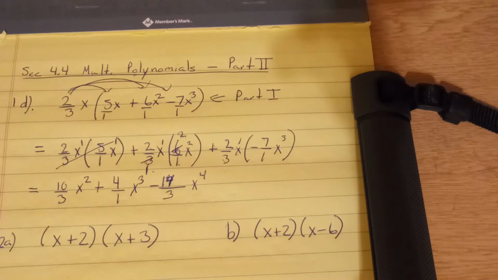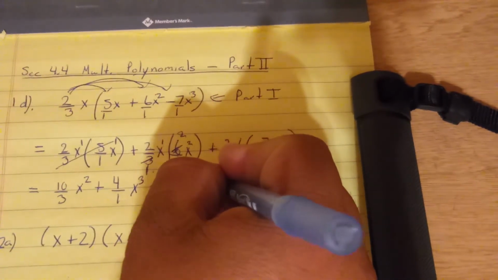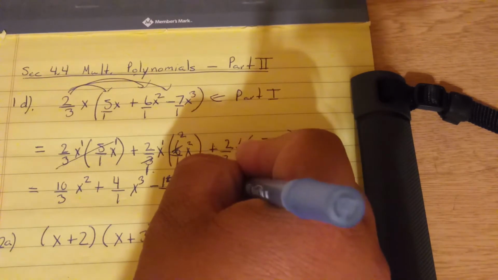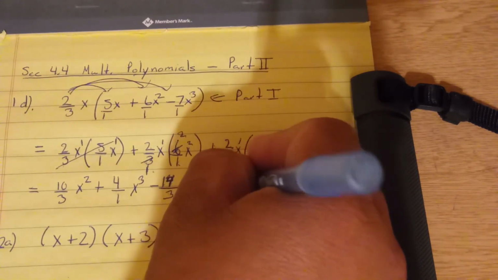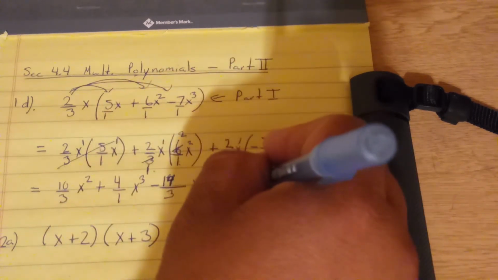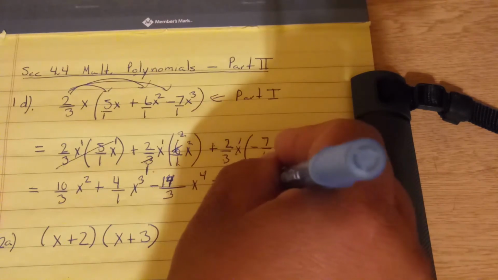So as far as the multiplication, we've already done it. Now what we're going to have to do is just simplify this 4 over 1. So our final answer will look a little bit different, but it's essentially the same thing. 10 over 3 x squared, and 4 over 1, we're going to simplify to 4 x to the third.